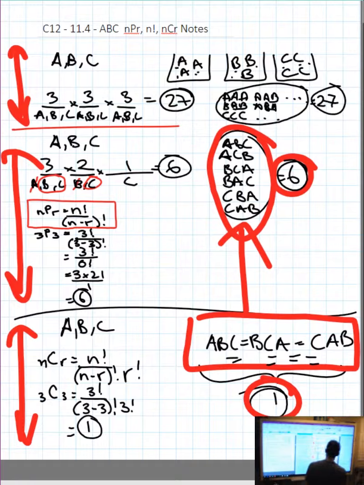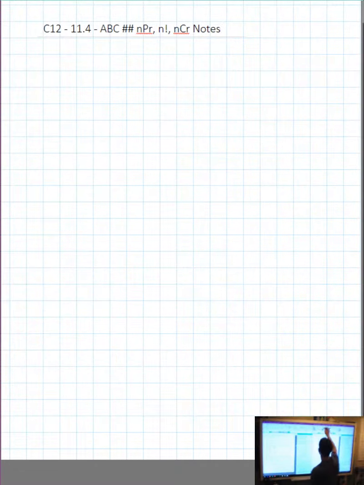Now we're going to do a very similar example with A, B, and C, and we're going to see a lot more how these formulas are going to be useful, but not to forget blanks and whatnot. Okay, so we're doing exactly the same example from the page before with the letters A, B, and C, but this time we're choosing 2 of them.